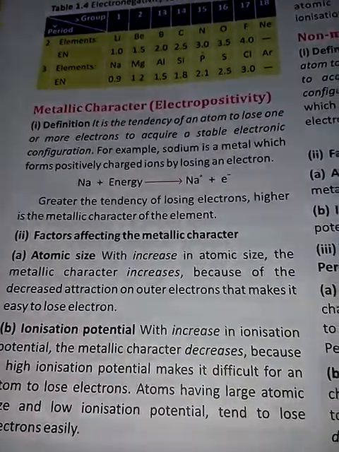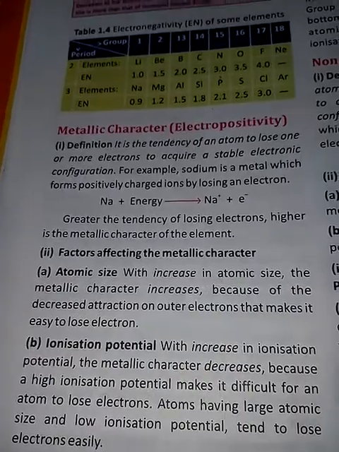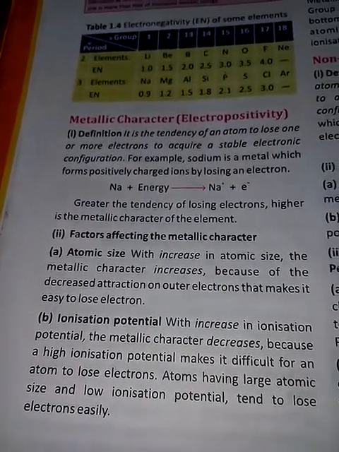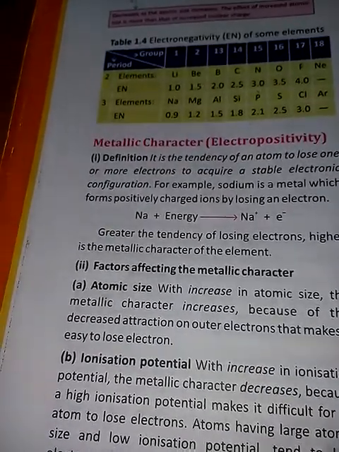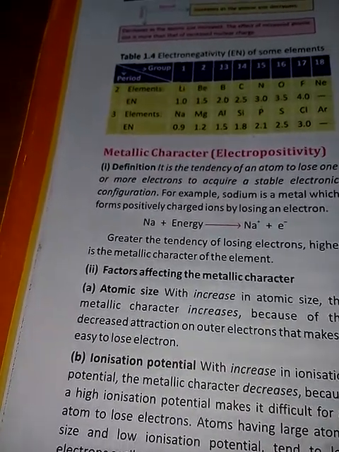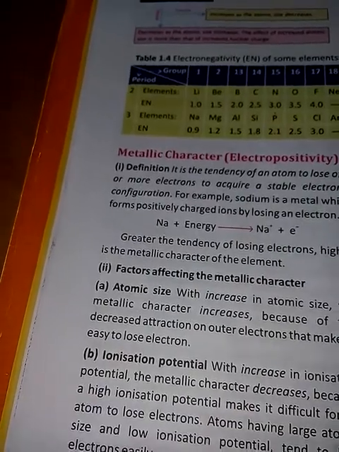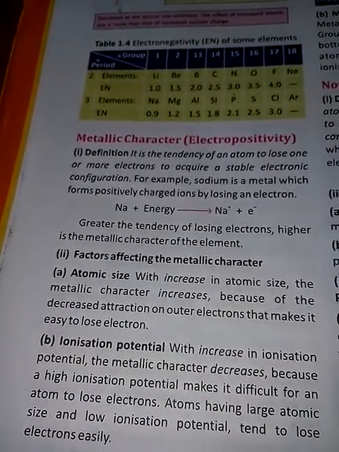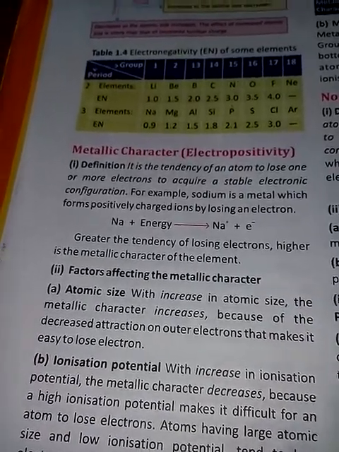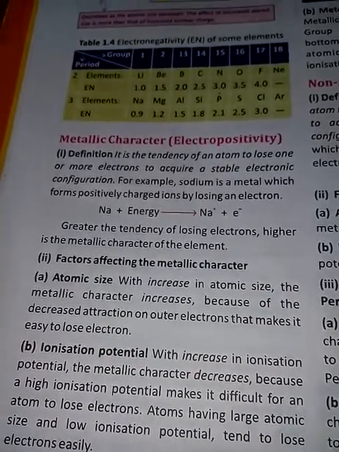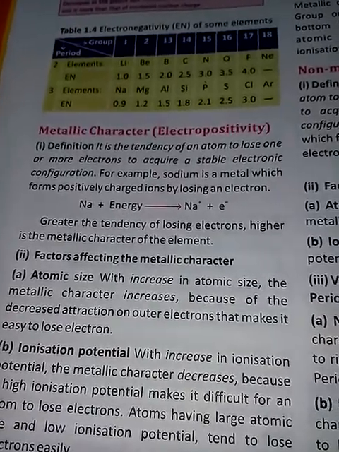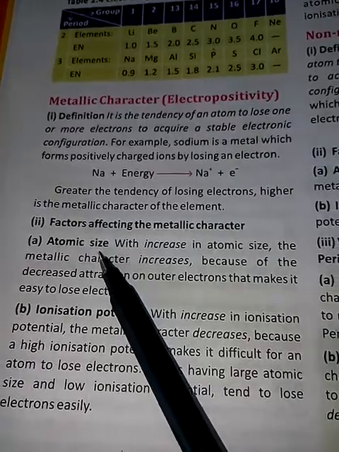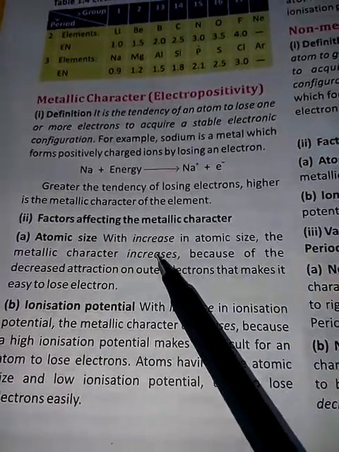If the atomic size is more, then the distance between the nucleus and the outermost electron will be more. Now, if the distance between the nucleus and the valence electron is more, in that case the nucleus will have very less attraction or very less force on the outermost electron. So easily that metal can lose the electron. Understood? So which means if greater the atomic size, then more will be the metallic character.